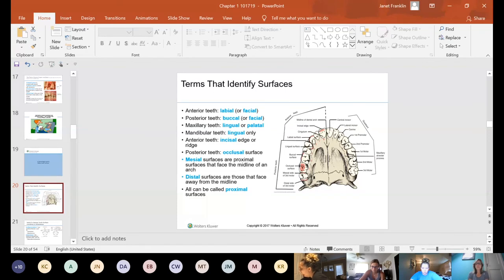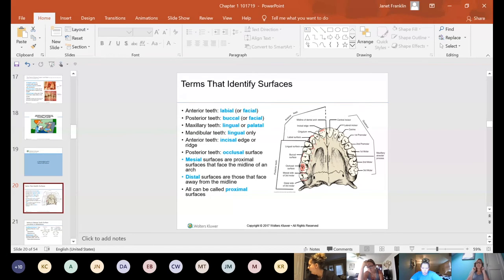Then you have your mesial surfaces. Your mesial surfaces are proximal surfaces that face the midline of an arch. This is kind of hard to visualize, but basically we always just say they're the front surfaces. So as your teeth are sitting in their arch, like they should be, they would be the surfaces facing this way.